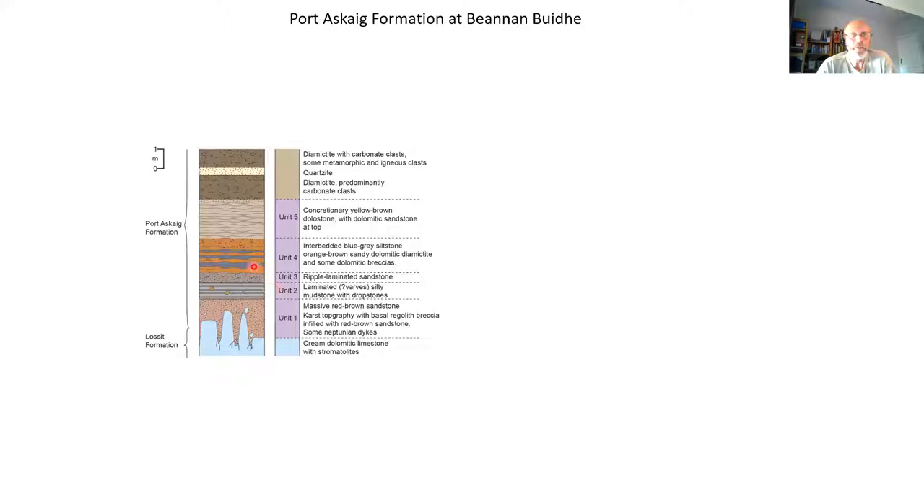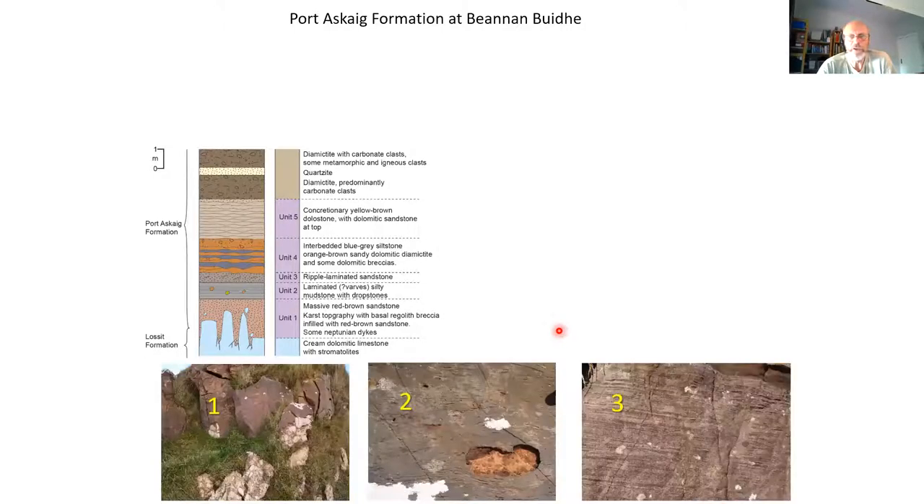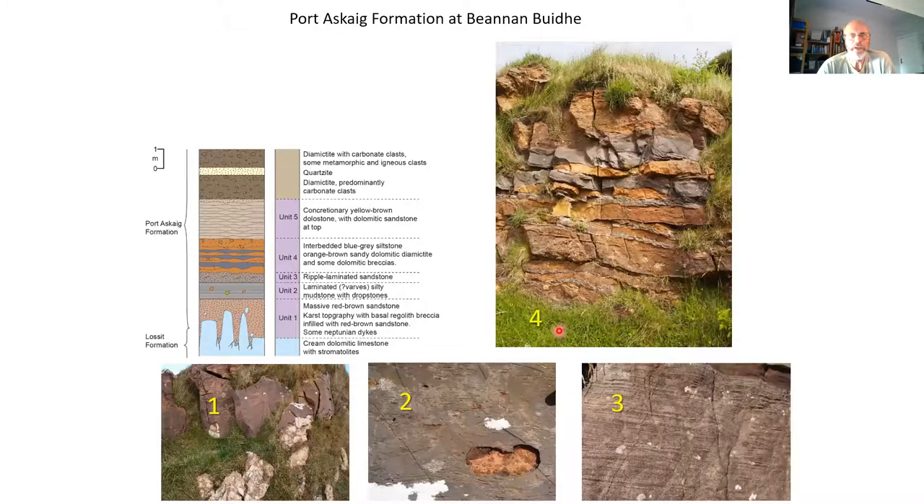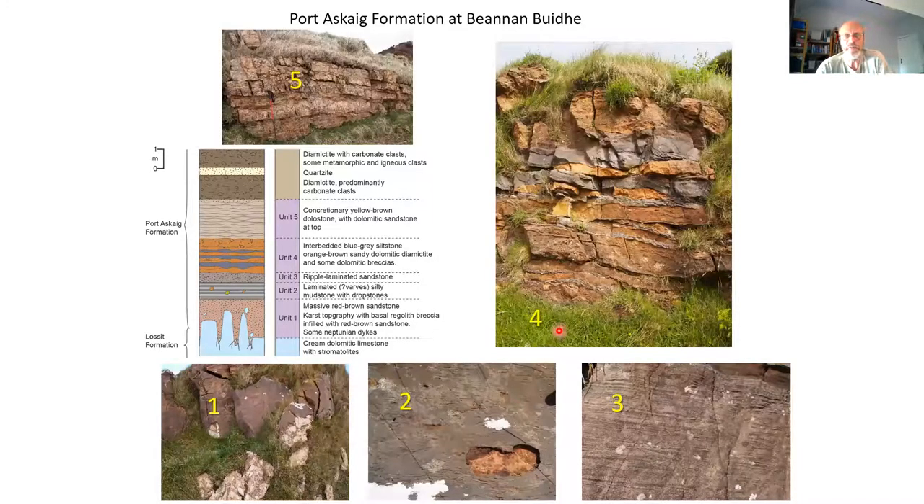Then we've got the disrupted beds, some breccias, the bedded concretionary dolomites, sandstone at the top. Oh, I missed the breccia out. This is an older version of the diagram. There should be breccia in there. I put it in there later. And then we get diamictites on top of it. So that's just a summary of 1, 2, 3, 4, and 5, just to summarise where we're at.